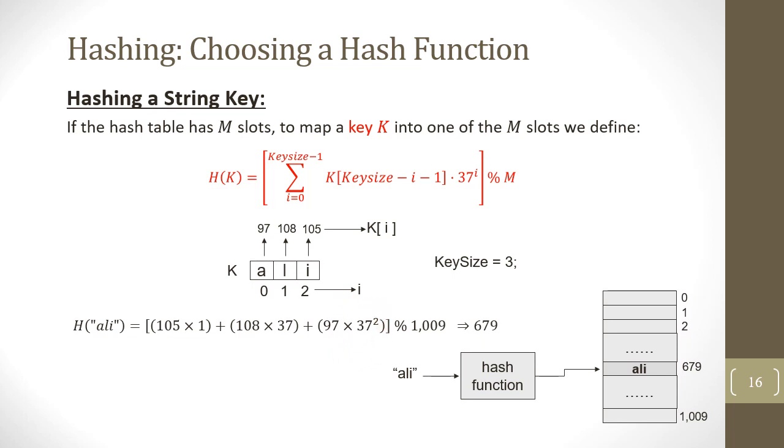Since the table size we have is 1000, here we choose 1009, which is the closest prime number to 1000. So that is our hash function. We apply this hash function to Ali and we get 679. So if we have key Ali, we apply the hash function to it, and it will be placed in location 679.